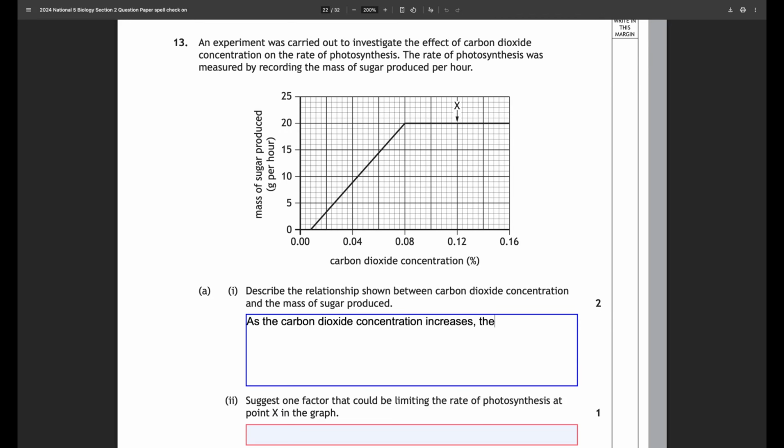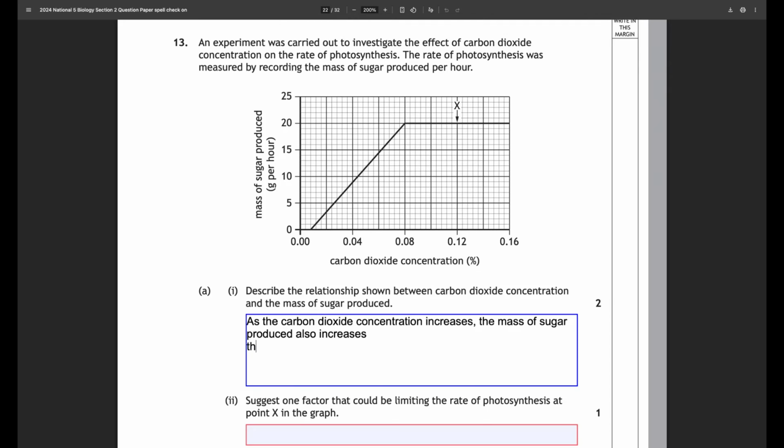we then put a comma and we say the other thing. Okay, so that's the mass of sugar produced here. And what's happening to that? We can see the graph's going up. So that is also increasing. Okay, that also increases. That would get you 1 mark if you said that.